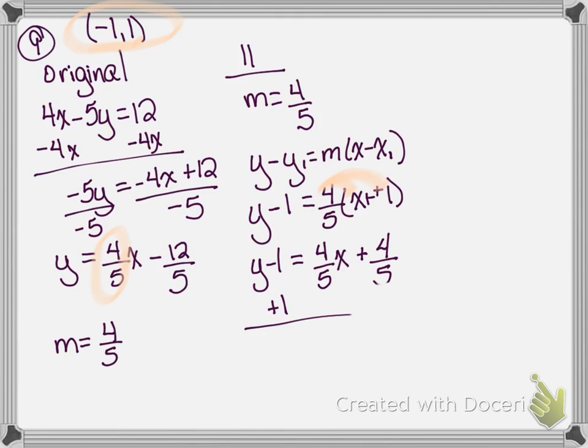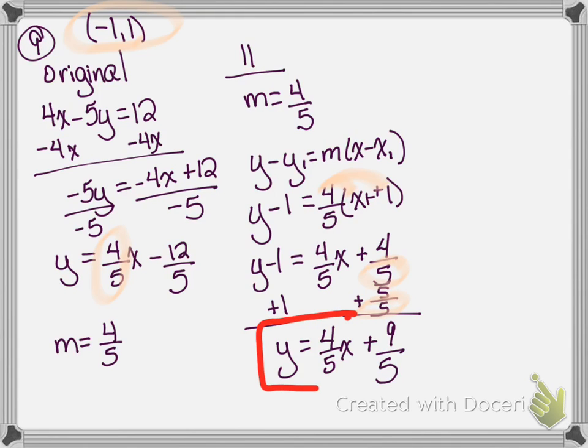So 5/5 is the same thing as +1. 5/5 is 1. So I can now add 4/5 and 5/5. So I have y equals 4/5 x plus 9/5. And I did this so that I could get a common denominator right there. So my final answer for the parallel line is y equals 4/5 x plus 9/5. That is the equation for the line that is parallel to my original line.